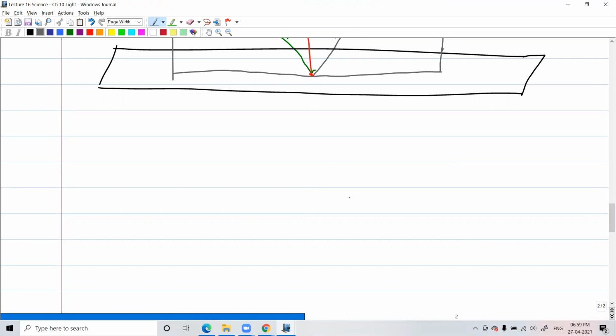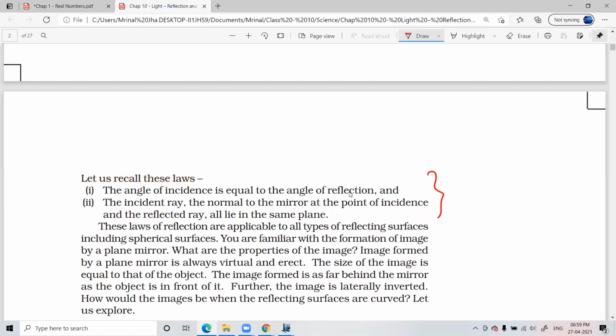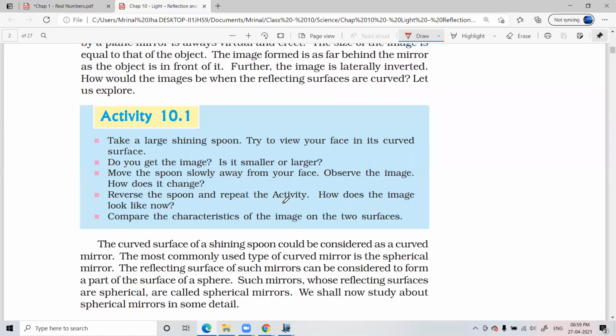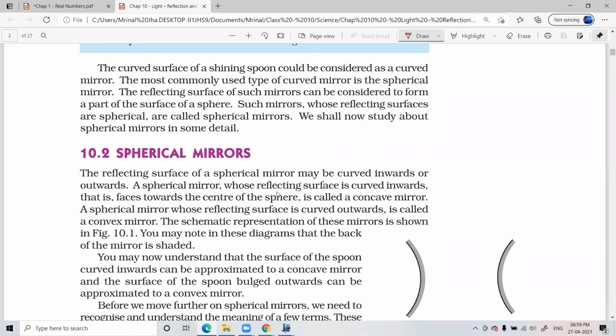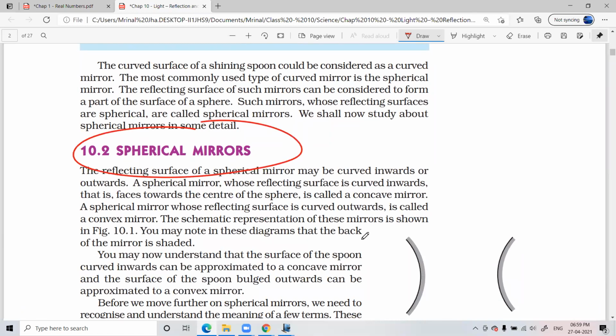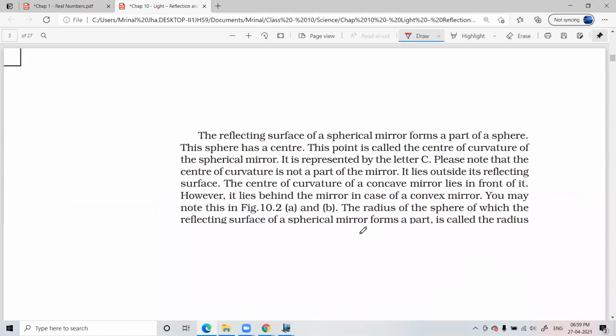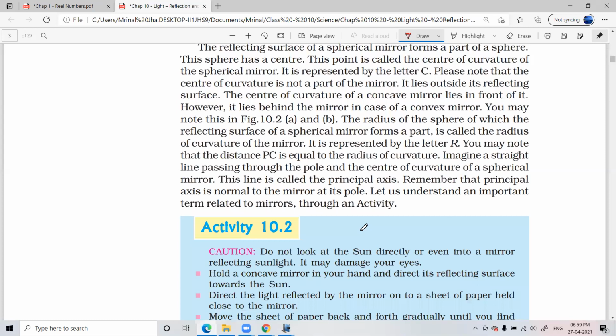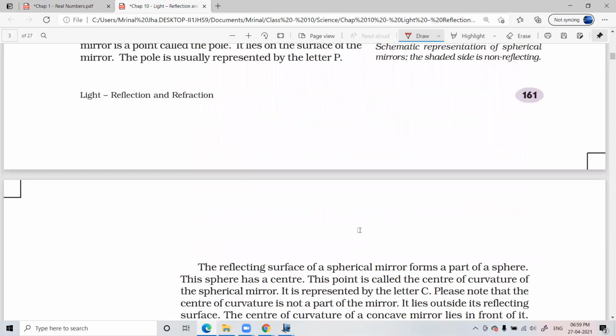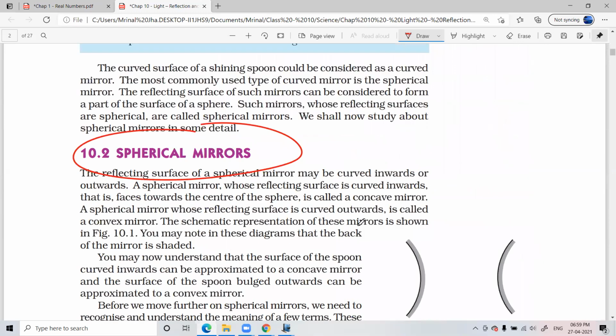So let's stop here. Tomorrow we will start going into the spherical mirrors, which are the concave and convex mirrors: how light behaves in front of them, what they basically are, why we call them concave and convex, and what the sphere has to do with all of them. They're called spherical mirrors.